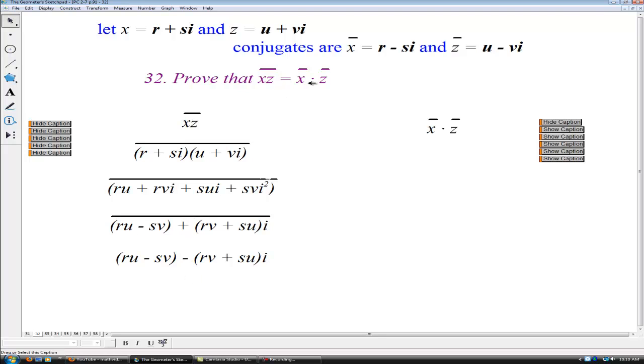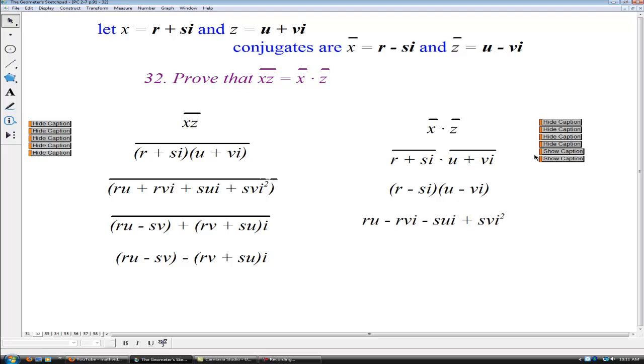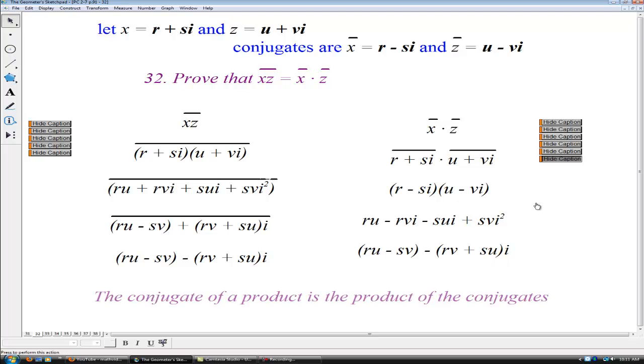And now in this proof, I'm going to start with the product of the conjugates and work to obtain this same conclusion. X and z we replace with their complex forms, and the conjugate of r plus si is r minus si, and likewise the conjugate of u plus vi is u minus vi, and then we will multiply. After multiplication, combine like terms, factor out the imaginary unit, and we have shown that these two conclusions are exactly the same, and so therefore we've proven that the conjugate of a product is in fact equal to the product of the conjugates. Number 33.